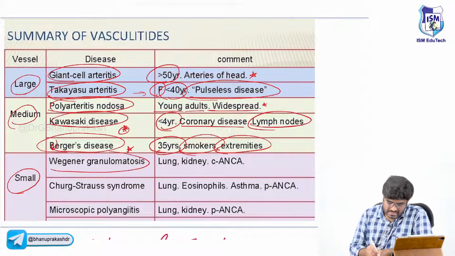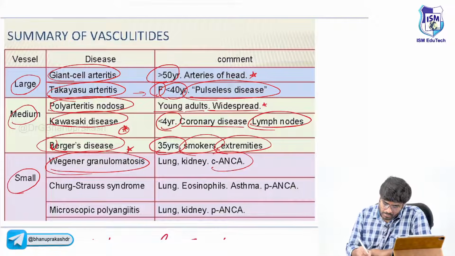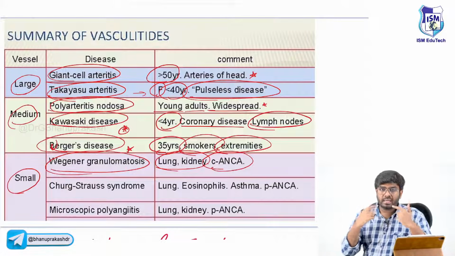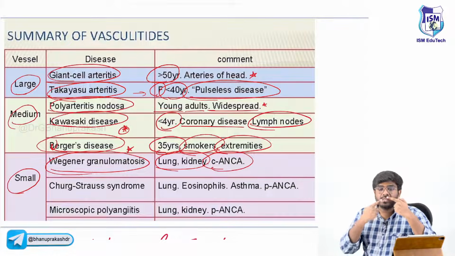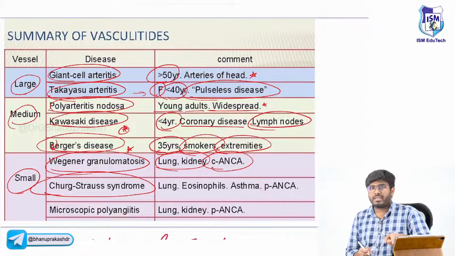Now, small vessel vasculitis. Wegener's: c-ANCA positivity is going to be seen. Lung and kidney involvement, nose, lung, kidney. Saddle nose deformity and strawberry gingivitis are going to be seen. Done.